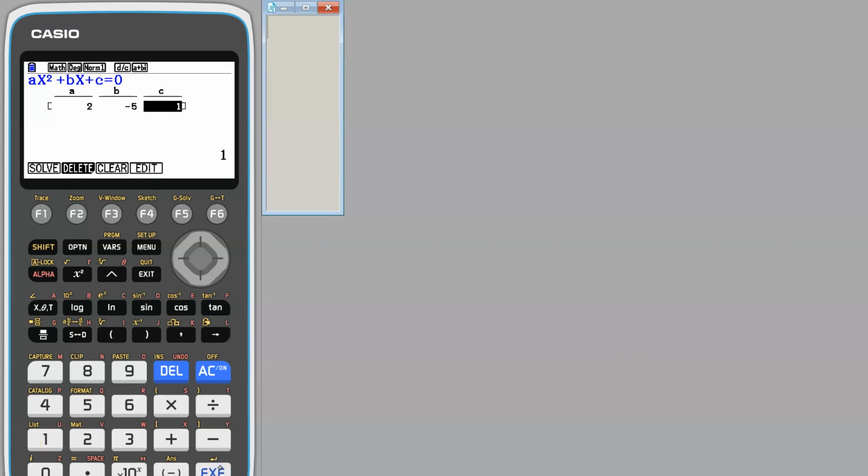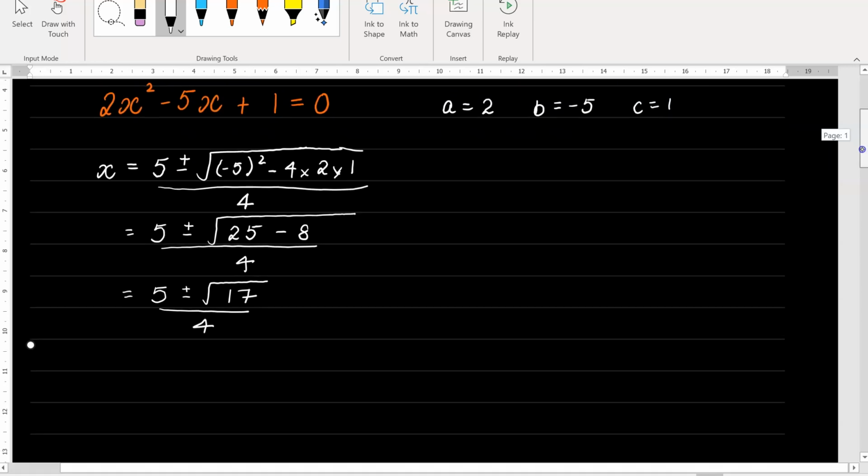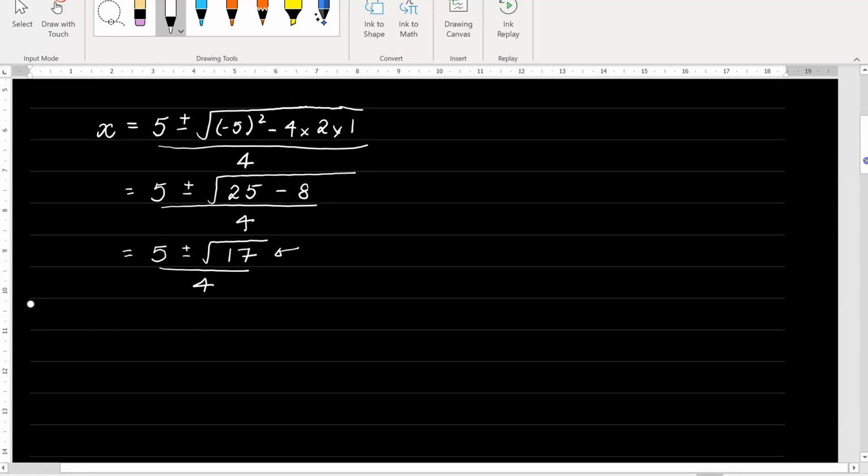Press enter or solve. 5 plus root 17 over 4 and 5 take root 17 over 4. Let's just check. Bang, got it right. We have discussed previously how we can simplify surds. In this case, 17 is a prime number, so that's it. It's all done and dusted. Okay, let's try one more.